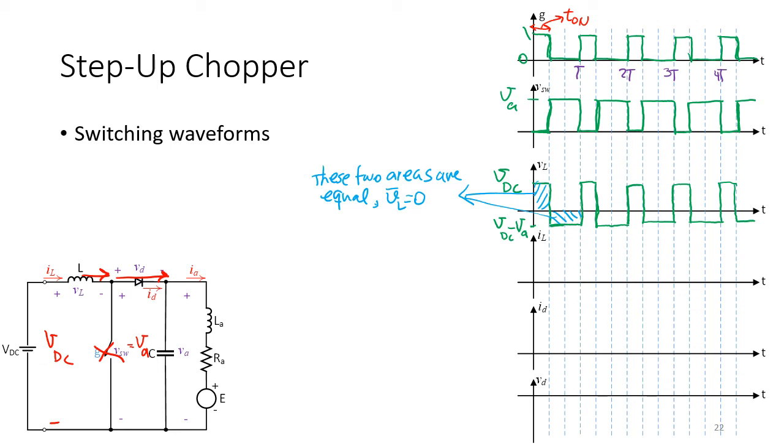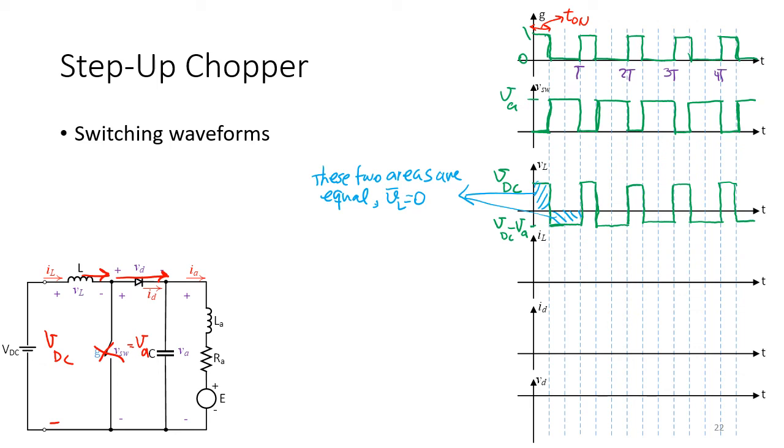Because in the steady state, if you remember, we said in the DC machines, we ignore the inductance. Inductance in DC, in a steady state, is like a short circuit. No voltage across them. But we will reach this point soon. Now let's talk about the VL.